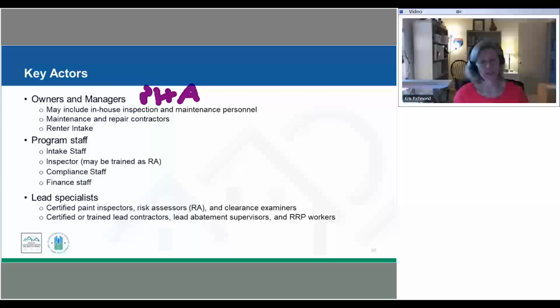So you might have paint inspectors, risk assessors, clearance examiners. You also may have staff who are trained as lead contractors, lead abatement supervisors, RRP workers, or you may, depending on your size and your finances, may have to contract out for these particular lead specialists. So as we go through the materials today, you'll hear us talking about a paint inspection or a risk assessment or a clearance exam. We're going to go into more detail about what that is, when you have to do that, and who could be qualified to do that. There's certain certifications, trainings that need to take place, but we'll go through all that in the time we have together.